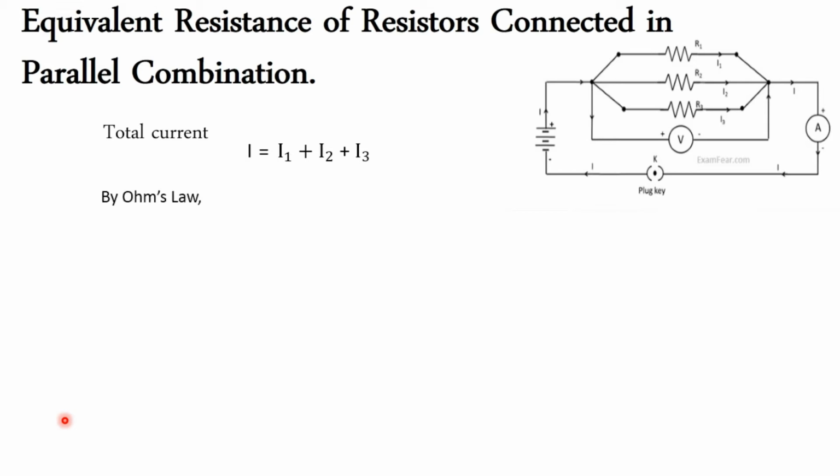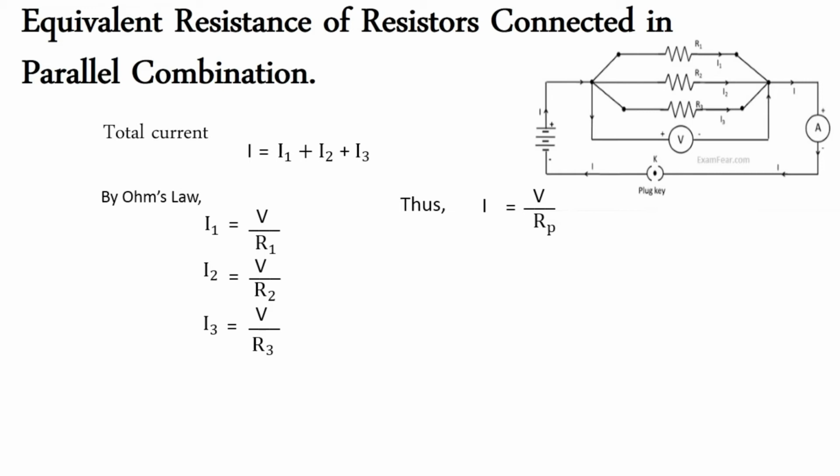Now according to Ohm's law, I1 is equal to V upon R1. Why have we written V here? Because the potential difference remains the same. Now I2 is equal to V upon R2. In the same manner, I3 is equal to V upon R3, and the value of I will be V upon Rp. What is the meaning of this Rp? It means the total resistance in parallel combination.